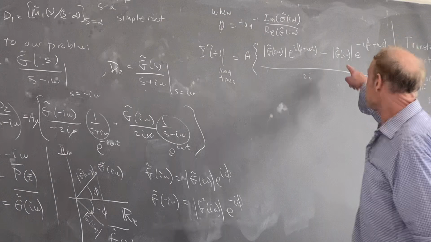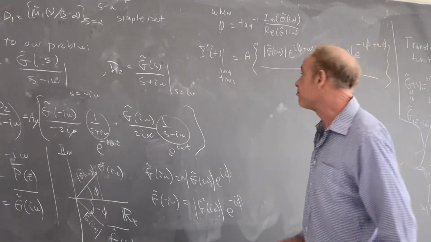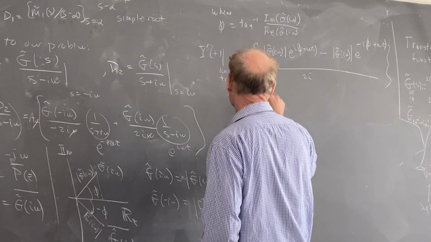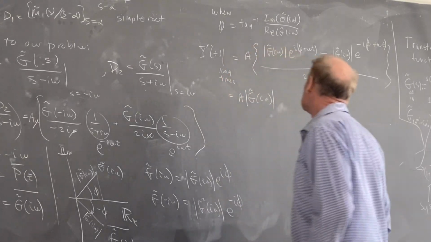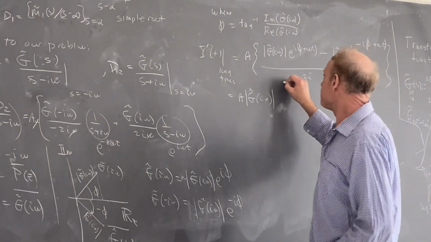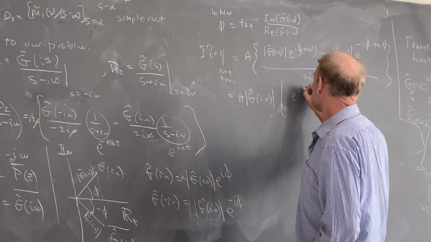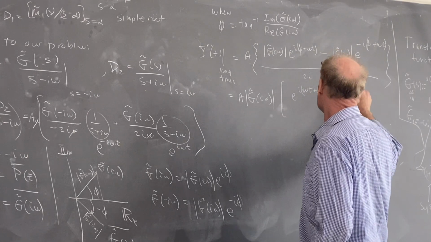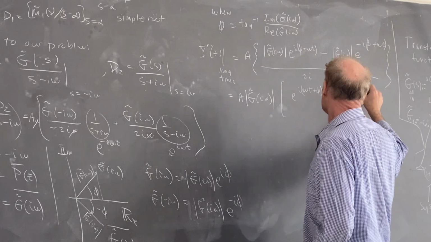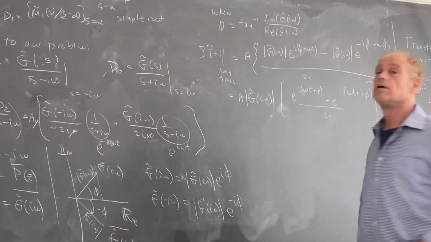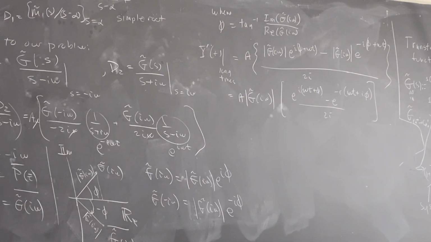Okay, so now let's notice I can factor out the magnitude of g tilde of i omega. Now what am I left with? I'm left with e to the i phi... e to the i something minus e to the minus i something over 2i.